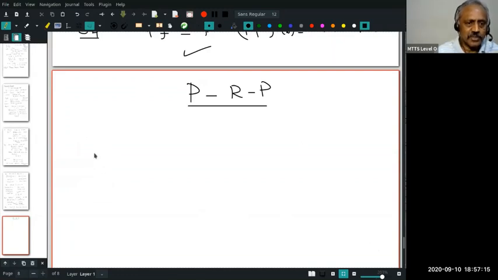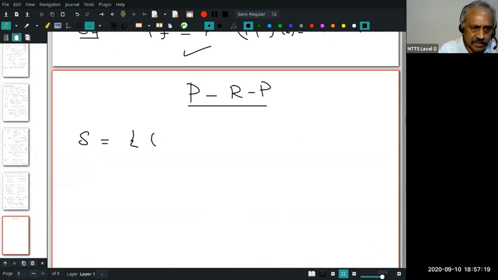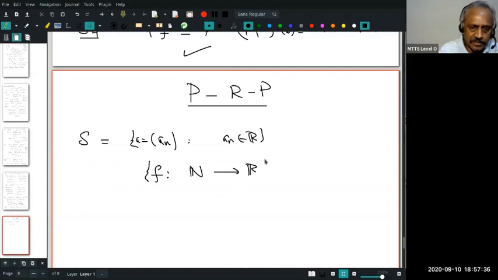Let us start with the sequences. This is the set of all sequences a equal to (a_n), where the a_n's are real, right? Notice that this is nothing other than the set of all functions from N to R. Because what is the definition of a sequence? It's a function from N to R, right? Very good.